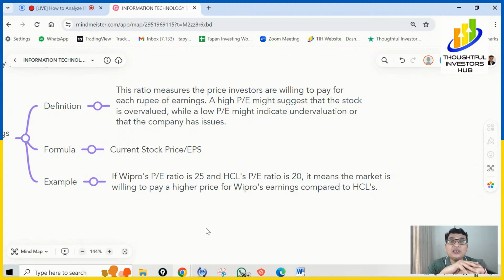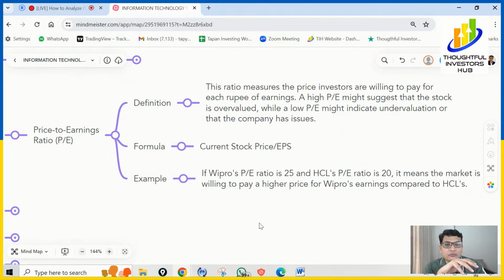That means it may not be doing business well, or profitability may not be so great, and that's why it has a lower P/E ratio. So that is how you have to think about it. If a company is not able to generate consistent profitability, it will always have a lower P/E ratio. So always keep this point in mind. The P/E ratio is a very simple formula, but a very important one. And guys, for IT companies, this is one of the most important formulas you have to keep in mind.